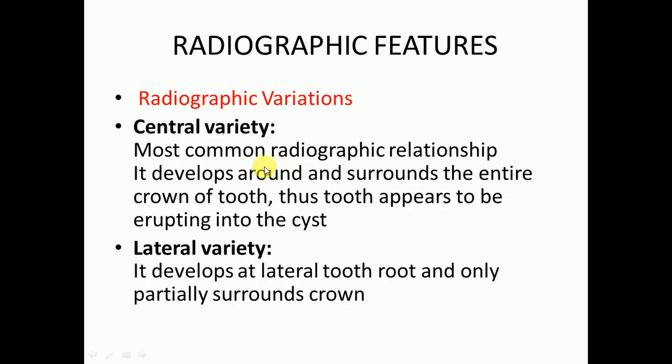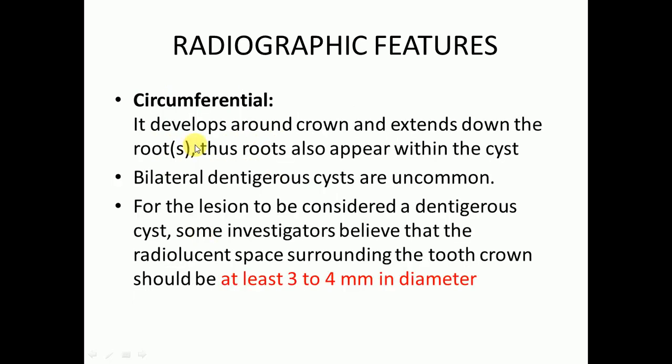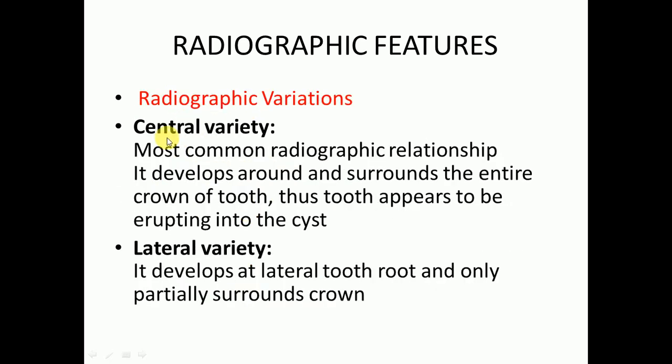If we talk about the radiographic variations, it may be central variety, lateral variety, and circumferential variety. First of all, we will discuss about central variety. It is the most common radiographic relationship. It develops around and surrounds the entire crown of the tooth. Thus, the tooth appears to be erupting into the cyst.